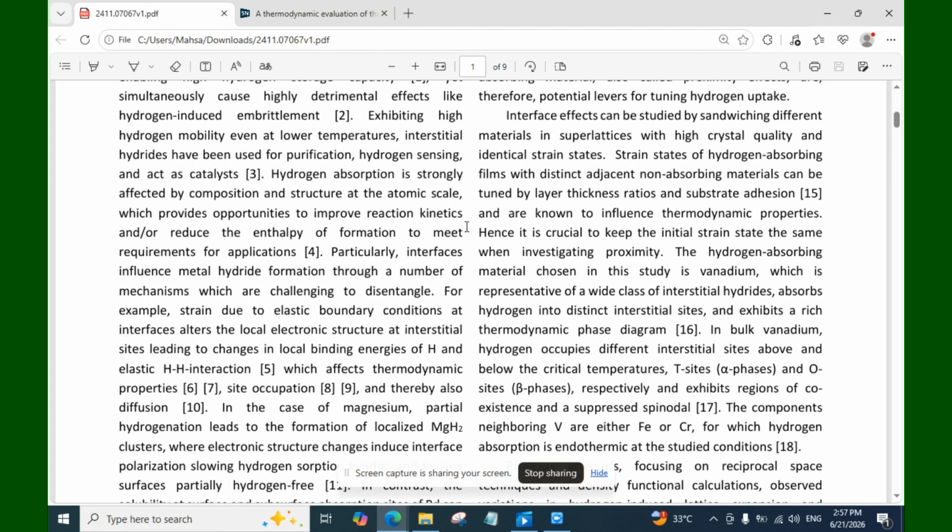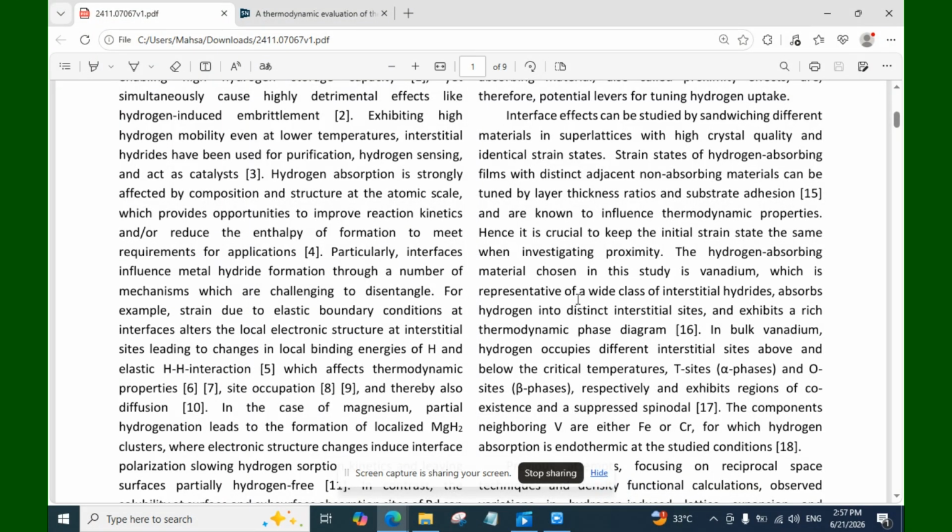Interface effects can be studied by sandwiching different materials in a superlattice with high crystal quality and identical strain states. Strain states in hydrogen-absorbing films with distinct adjacent non-absorbing materials can be tuned by the layer thickness ratio and substrate adhesion, and are known to influence thermodynamic properties. Hence, it is crucial to keep the initial strain state the same when investigating proximity.